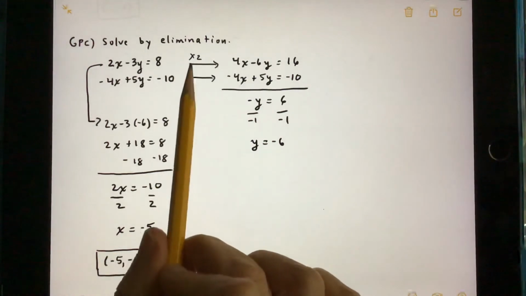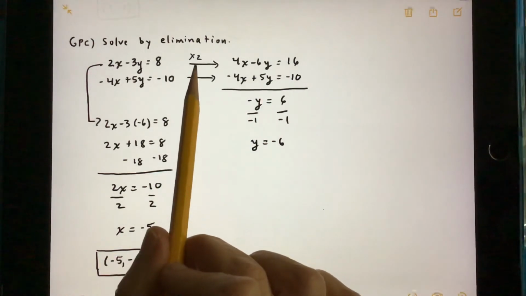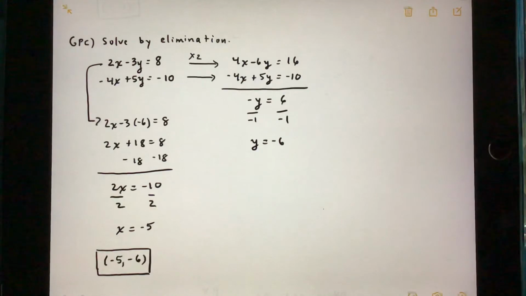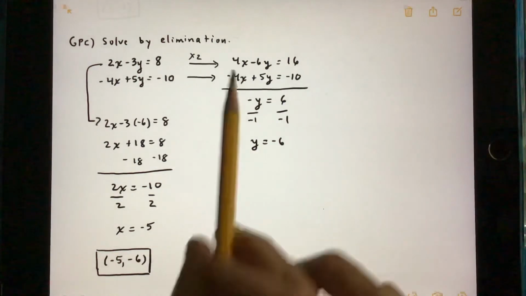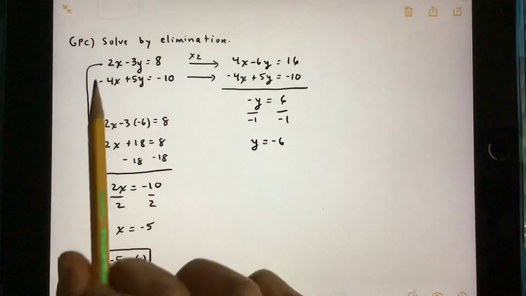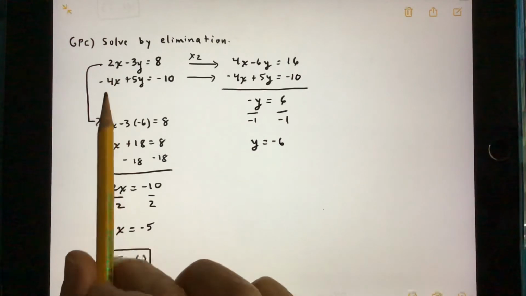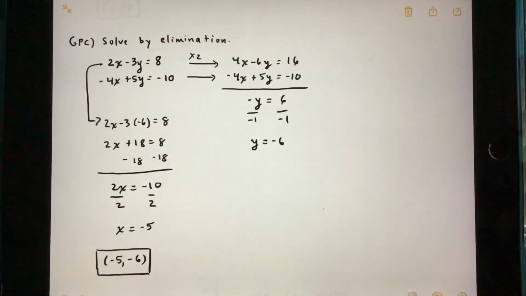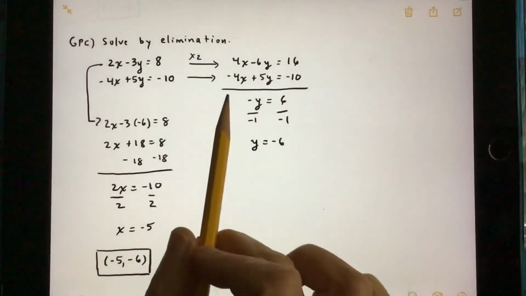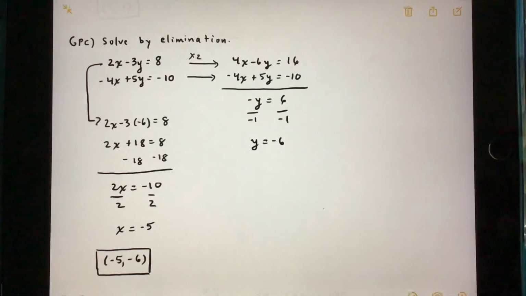How would we choose to multiply by 2? Well, here's our thinking process to figure out what to multiply by so we end up with opposites that we can add out. I ask on the coefficients of the x term, what do 2 and negative 4 both go into? What is the least common multiple of 2 and negative 4? They both go into 4. I don't even worry about the signs at first. I just look at the numbers without the signs. 2 and 4 both go into 4, meaning that I could create 4x and negative 4x, which is actually what I did, to add together to eliminate the x's.